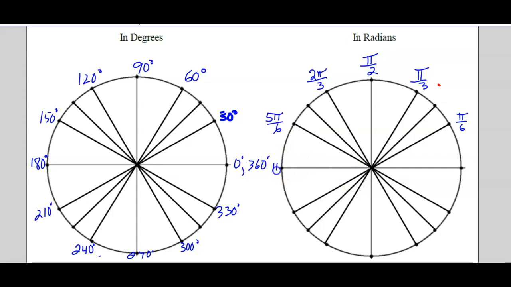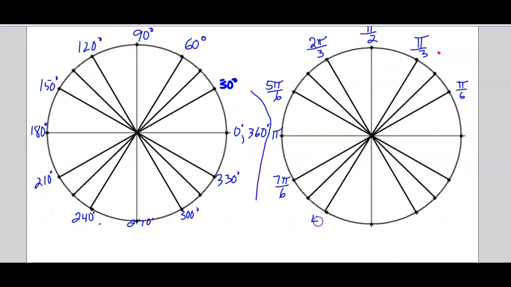Okay, and then this is pi. We already know that. And then pi plus pi over 6. Well, that's 6 pi over 6 plus 1 pi over 6 is 7 pi over 6. We rarely ever use mixed fractions, always improper fractions. 8 pi over 6 would be 4 pi over 3. 9 pi over 6 is 3 pi over 2. 10 pi over 6 is 5 pi over 3. 11 pi over 6. And 12 pi over 6 gets you back here, which is 2 pi. So that's 0 or 2 pi.